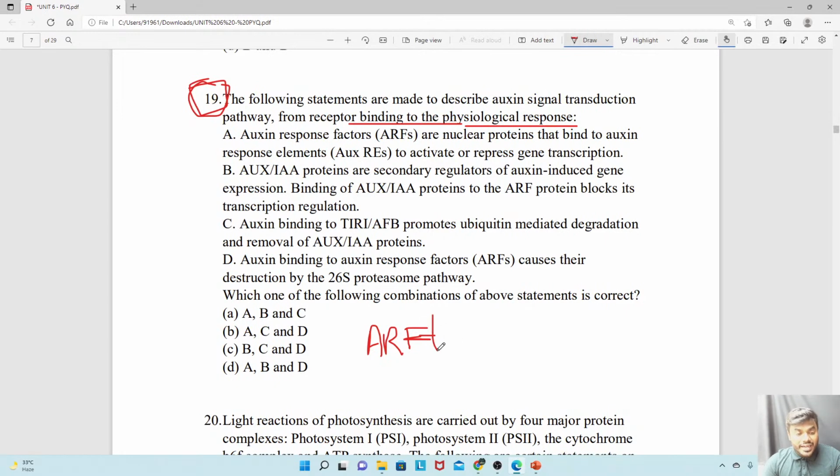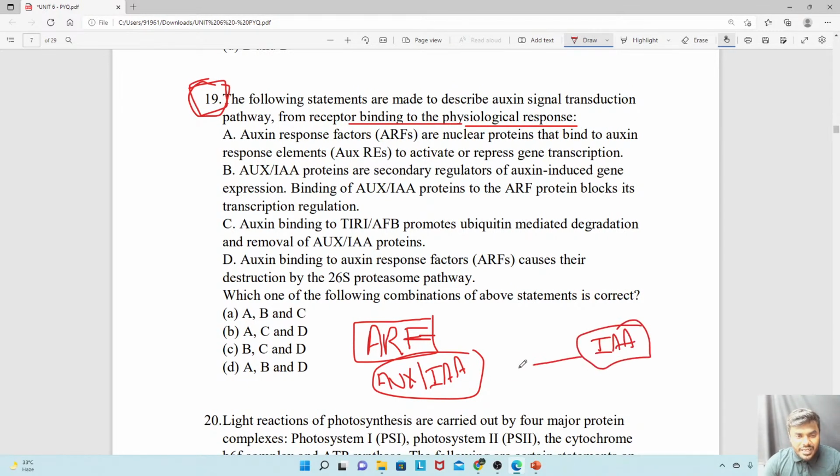We discussed many times, in the absence of auxin, this ARF is associated with an inhibitory gene. What do you call that inhibitory gene? Auxin IAA gene. In the absence of auxin, this Aux/IAA inhibitory protein blocks the ARF. But whenever the hormone auxin, indole acetic acid, comes and associates with its receptor, what is the name of the receptor? Also I told all of you. The name of the receptor is TIR1. That is also a question asked.